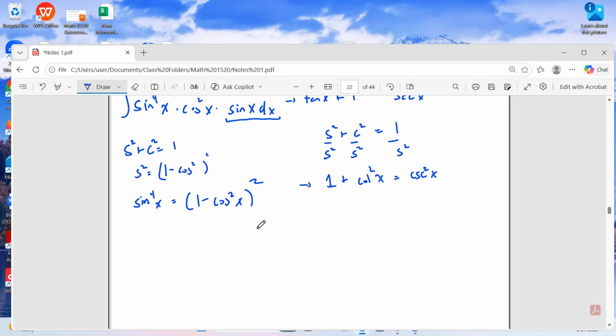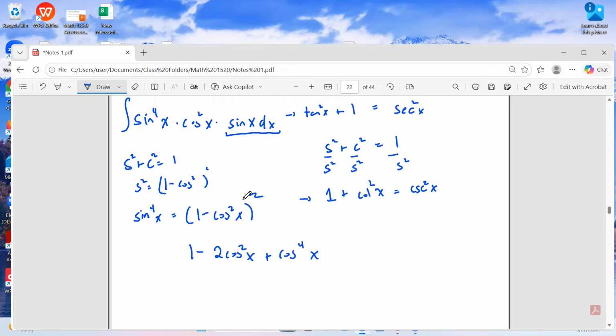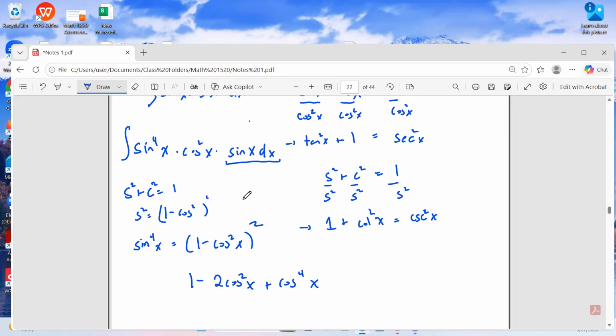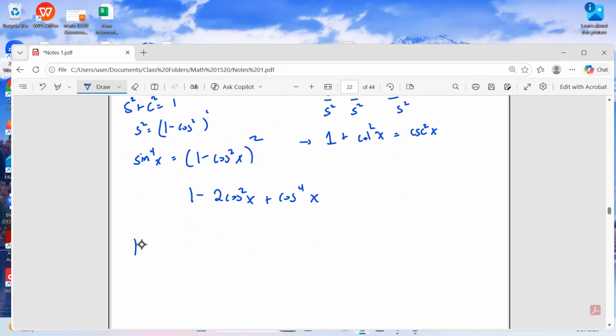Now, this you have to multiply out. So that's going to be 1 minus 2 cosine squared x plus cosine to the fourth of x. I just multiplied this out real quick, like you were good at algebra, like I was good at algebra. Okay, and we're just going to go ahead and replace this. So we can say sine to the fourth is equal to 1 minus 2 cosine squared x plus cosine to the fourth x.